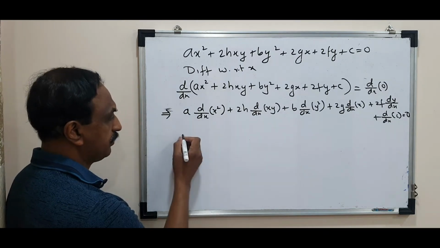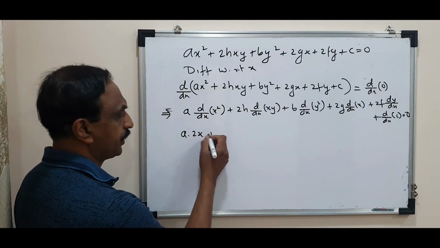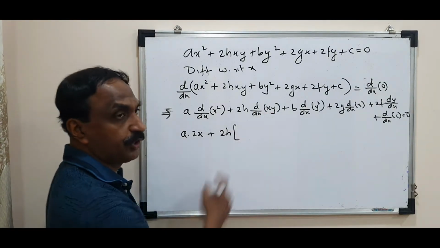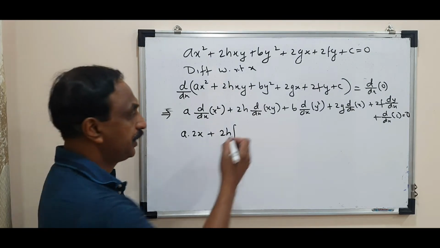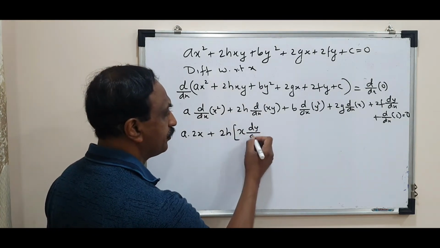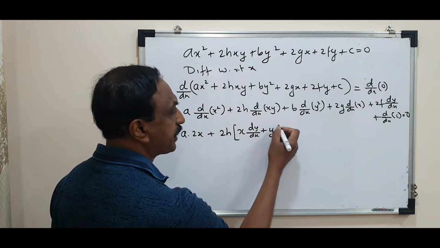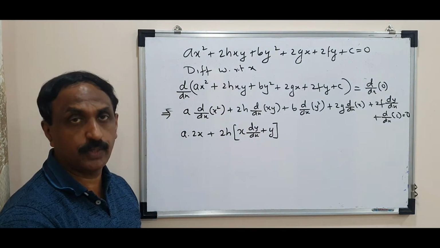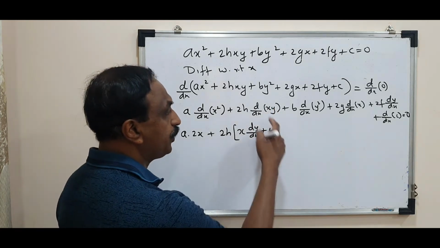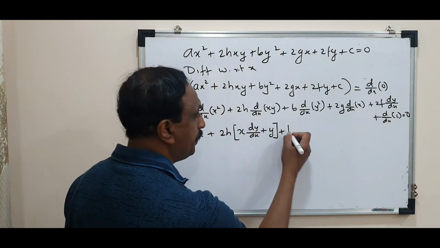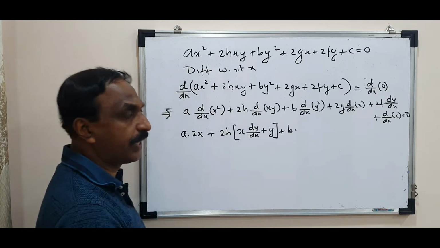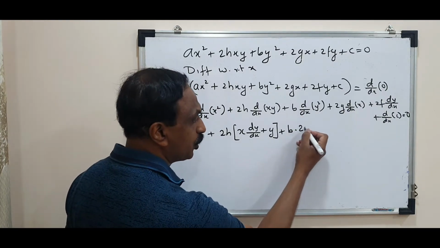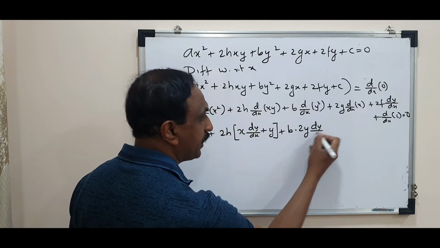Now we'll differentiate it. A into 2x. 2h into derivative of xy. How will you find the derivative of xy? Applying the product rule, the UV rule: x into derivative of y plus y into derivative of x. X into derivative of y; the derivative of y with respect to x is dy by dx. Y into derivative of x is 1. Plus b into derivative of y square with respect to what? X. They are different. So 2y into derivative of y.